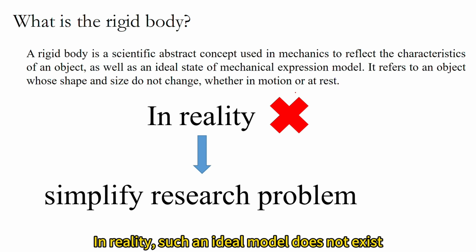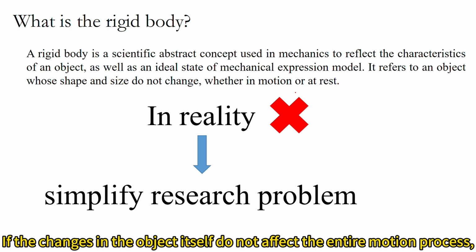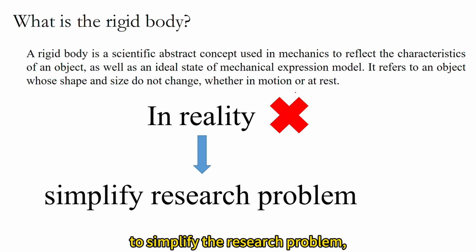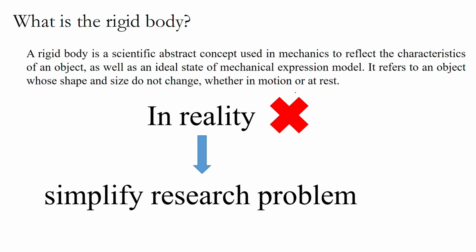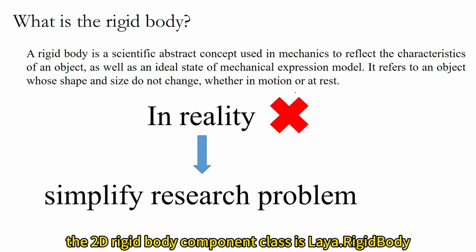In reality, such an ideal model does not exist. If the changes in the object itself do not affect the entire motion process, to simplify the research problem, the object is still treated as a rigid body. In the LayaAir engine, the 2D rigid body component class is LayaAir rigid body.